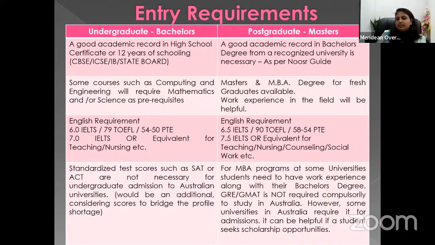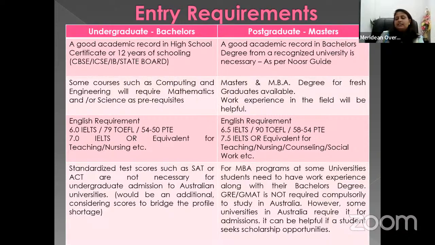For Rajasthan board, Haryana board, and Punjab board, it is 70%. For Delhi board, Maharashtra board, and Telangana board, it is 65%. Some courses such as computing and engineering will require maths also. So there are prerequisites for certain programs that you have to consider while you're shortlisting your university.